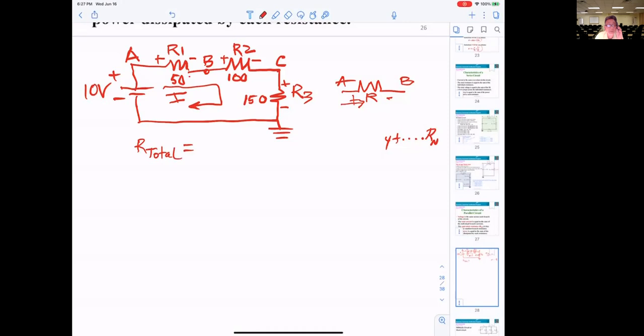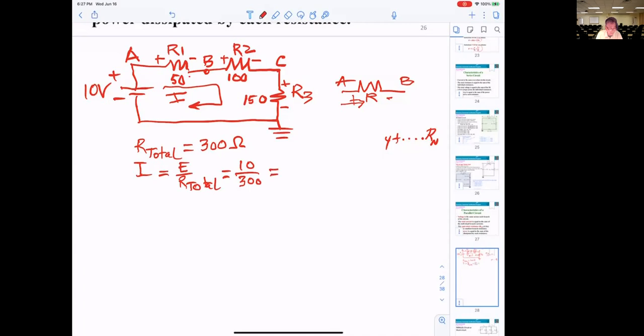How is the total equal? R1 plus R2 plus R3. Exactly. That means you get 300 ohm, all right? 50 plus 100, 150 plus 150, you get 300 ohm. Now, if I want to calculate the current I, then you say E divided by R total, equal to 10 divided by 300 ohm.